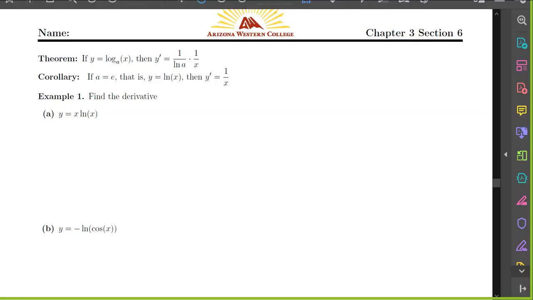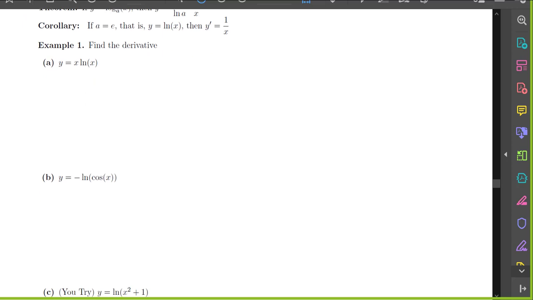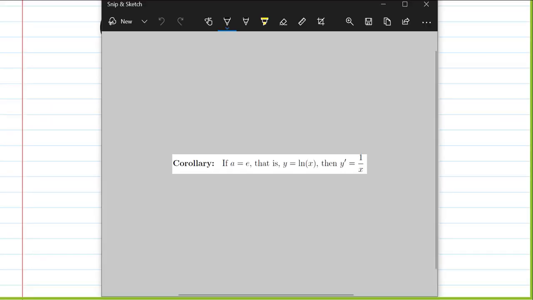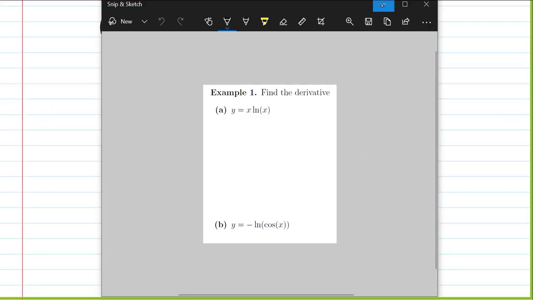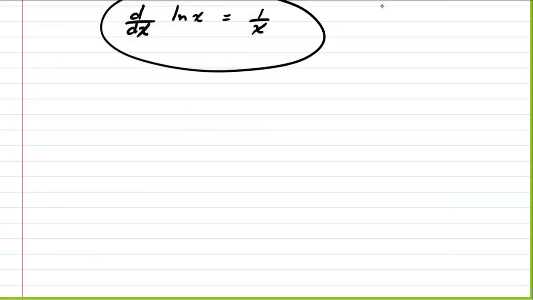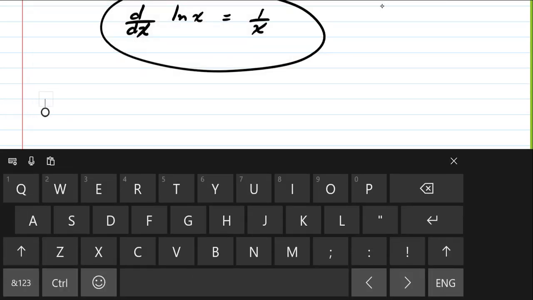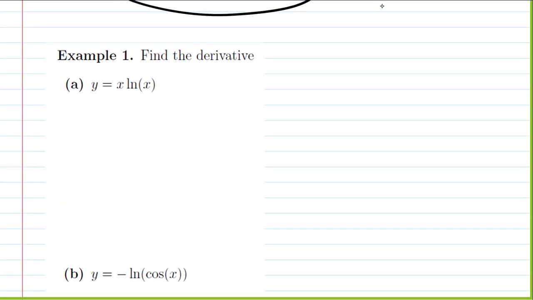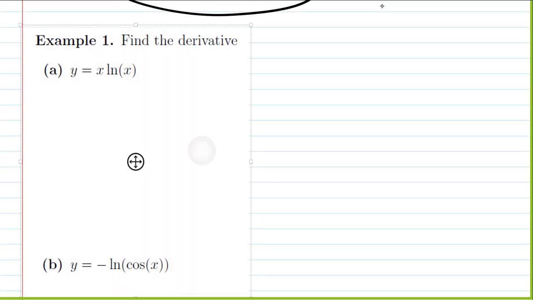All right, so let's go ahead and use this to calculate a couple of derivatives. Our first one we have is x times the natural logarithm of x. So what rule are we going to need to use to find this derivative? Well, we have an x times ln x, so this is going to be product rule.